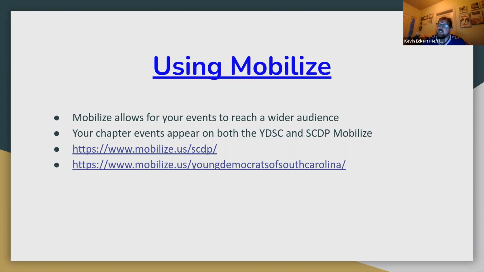The way YDSC has their Mobilize set up is that we have our own, connected to the South Carolina Democratic Party, but also separate. So there are two different Mobilizes. You can look at the state party Mobilize or the Young Democrats Mobilize. We have set it up so each chapter gets their own link, and you can make your meetings that way. By doing that, it'll get onto both the SCDP and the YDSC Mobilize.